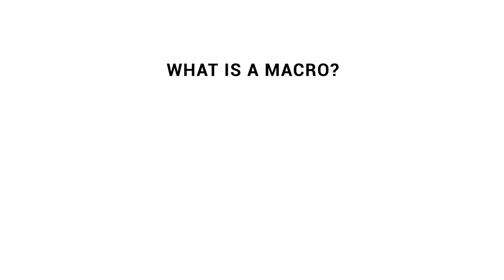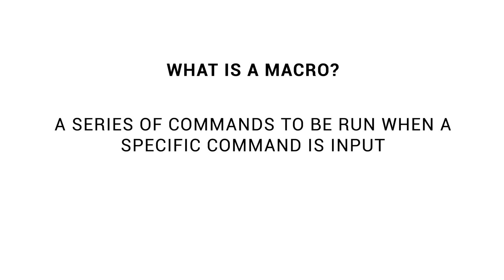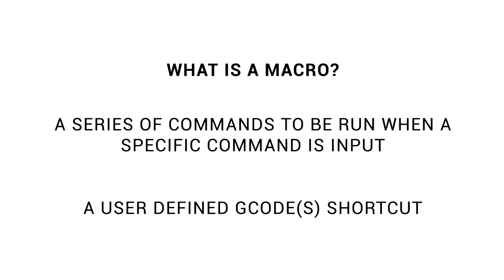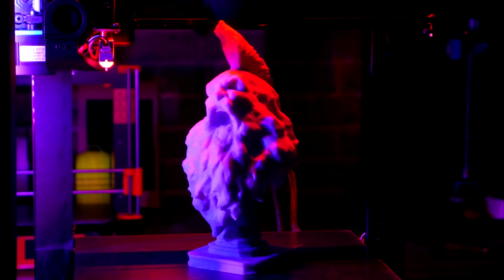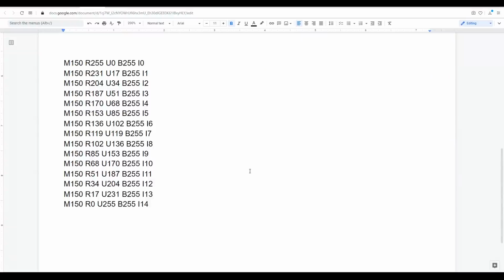We'll briefly start with what is a macro. We could call it a series of commands to be run when a specific command is input, but a better description is it's a user-defined G-code shortcut. Let's say you're running RGB LEDs and you have a specific color combo that you want on for time lapses. In Marlin, the sequence to set a 15-pin RGB strip with a different color for each LED is 15 lines long. So what if we could store this sequence so a simple short G command executes the whole lot?